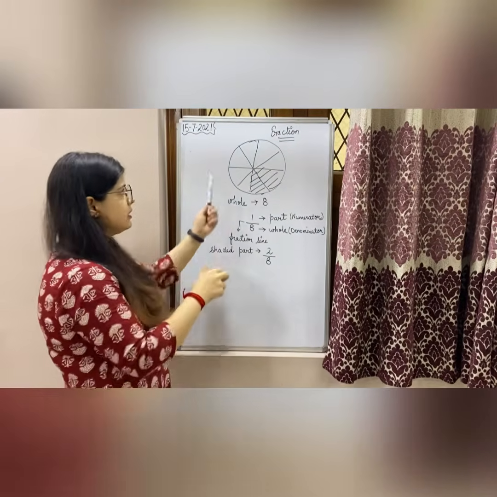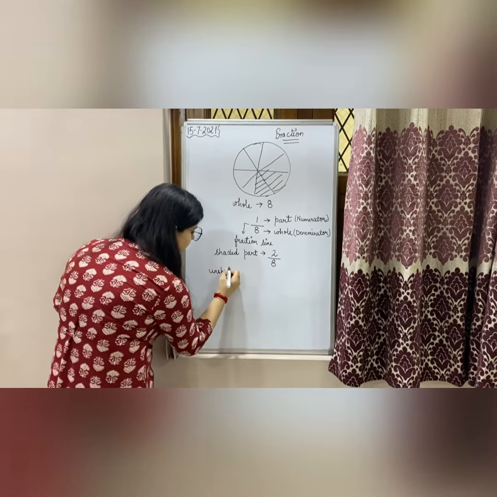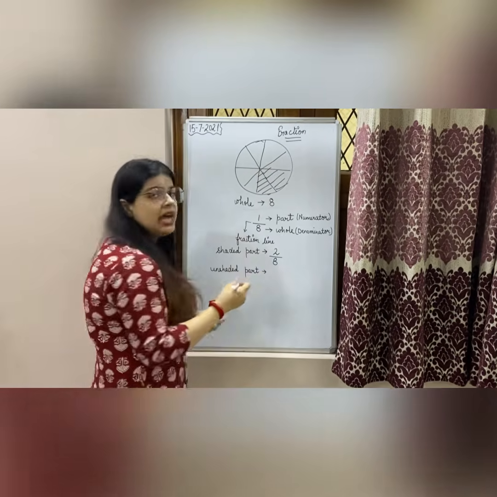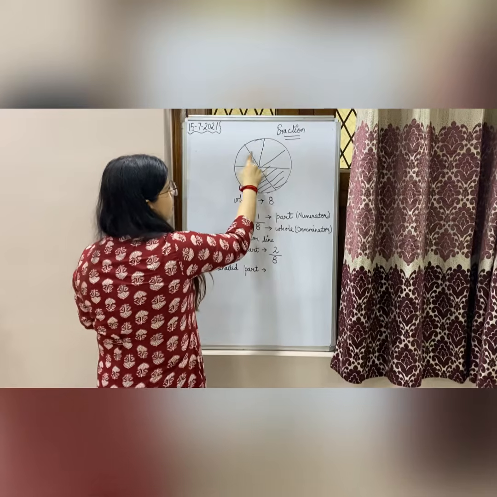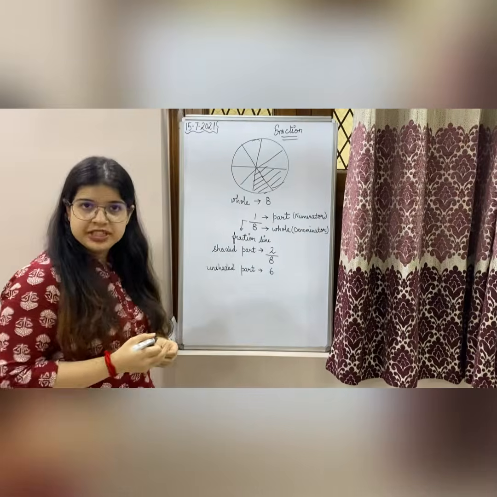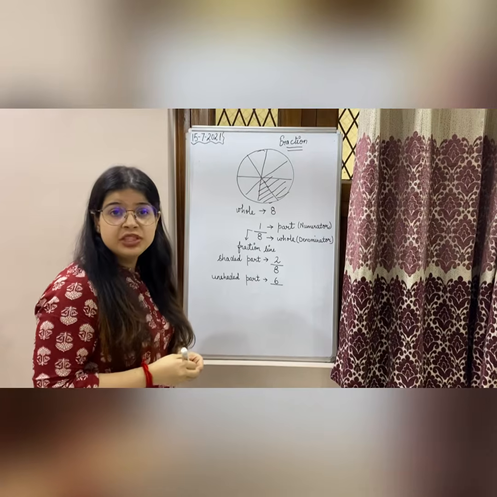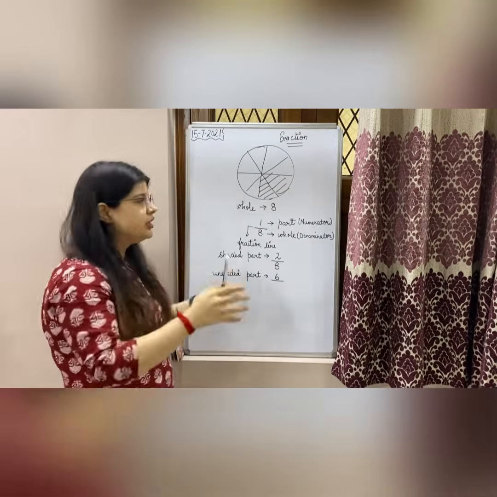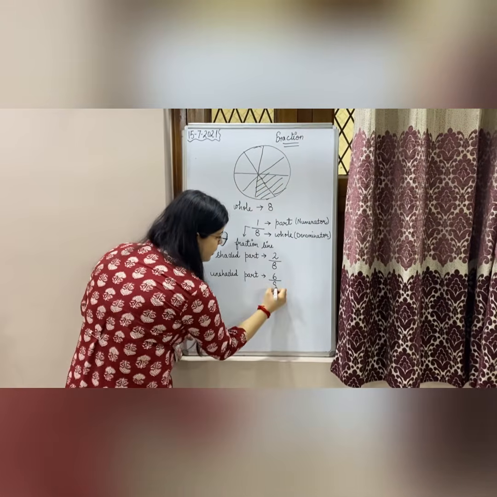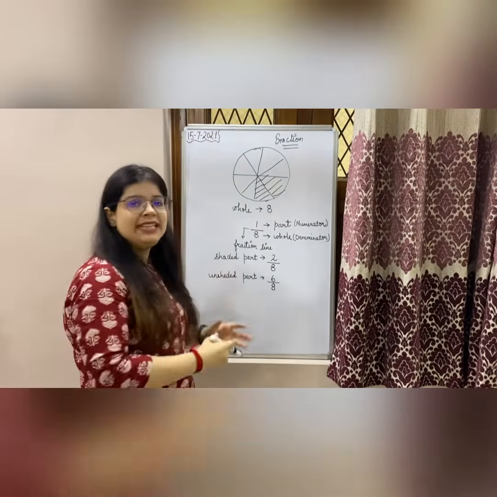And in the same circle, if I talk about the unshaded part, how will you write the unshaded fraction? First, you will count the parts which are unshaded: 1, 2, 3, 4, 5, 6. 6 parts are unshaded, so that will come in your numerator. Then after that your fraction line, and now you have to write your denominator. Denominator means the total. So total are 1, 2, 3, 4, 5, 6, 7, 8. 8 will come in your denominator. This is how you show the shaded and the unshaded part.